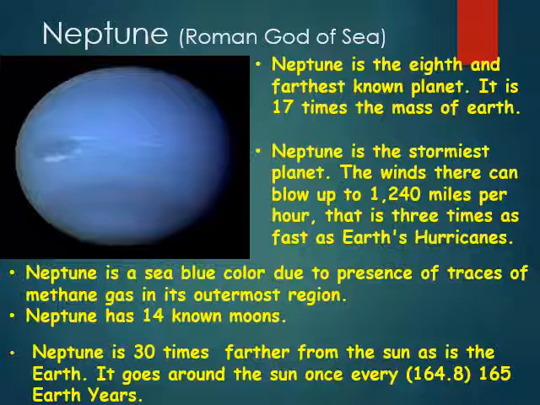Neptune is a sea blue color due to presence of traces of methane gas in its outermost region. Neptune has 14 known moons. Neptune is 30 times farther from the Sun as is from the Earth. It goes around the Sun once every 165 approximately Earth years.